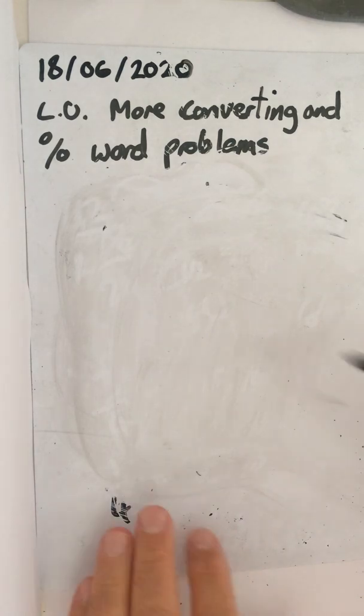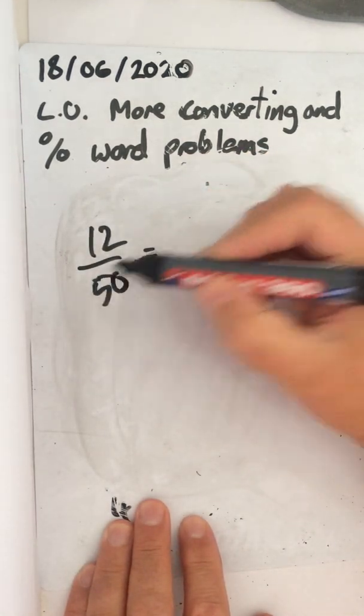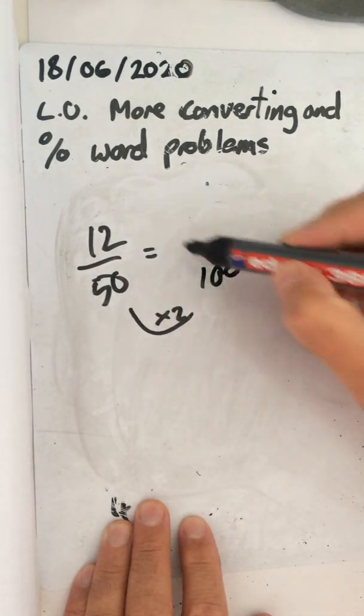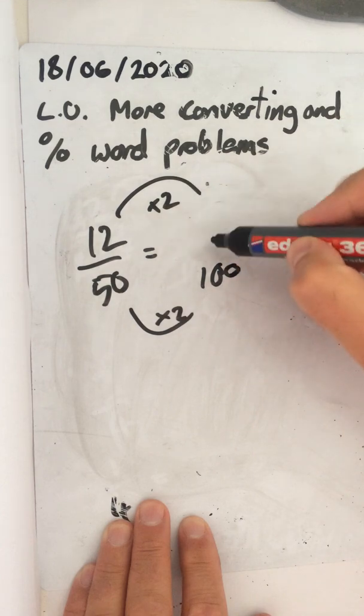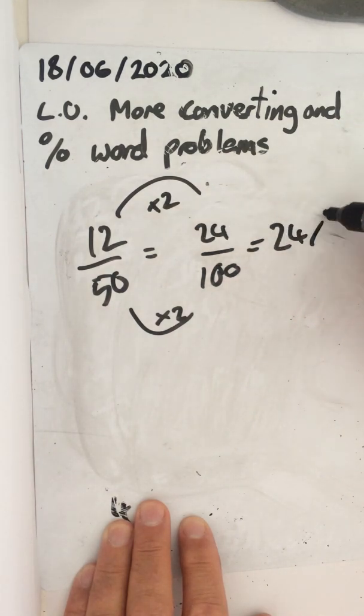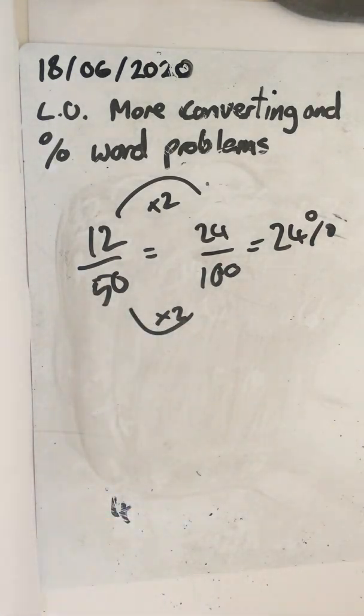I can have 12 over 50, and again I can see straight away I can nice and easily times that by 2 to turn it over 100. Times that by 2, so now I get 24 over 100, 24%. So this time I'm going to expand it out rather than simplify.